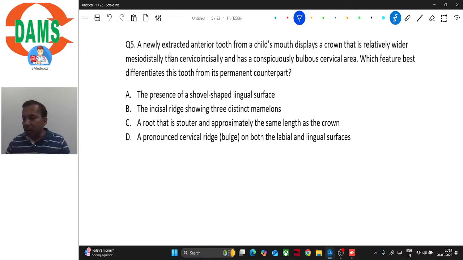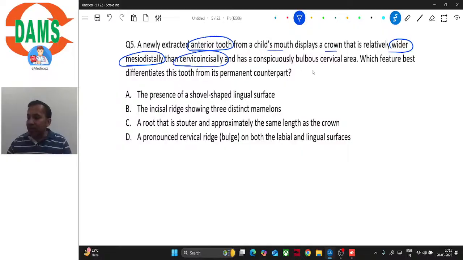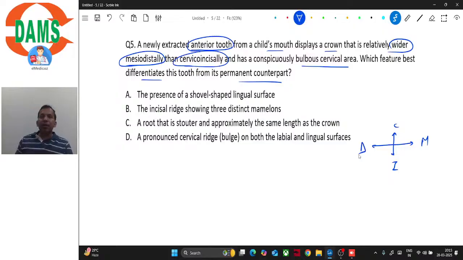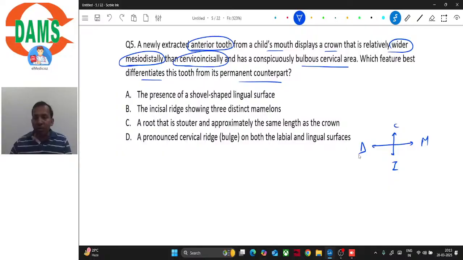Question number 5. A newly extracted anterior tooth from a child's mouth displays a crown that is relatively wider mesiodistally than cervico-incisally and has a conspicuously bulbous cervical area. Which feature best differentiates this tooth from its permanent counterpart? So there is a tooth which is wider mesiodistally as compared to its cervico-incisal length. So cervico-incisally it is shorter as compared to its mesiodistal width, right? And it has a bulbous cervical area, both labially and lingually, right? So which tooth are we talking about?